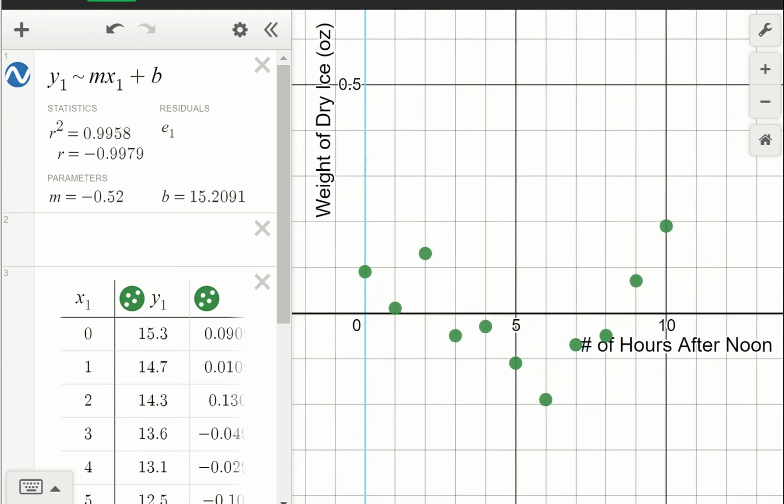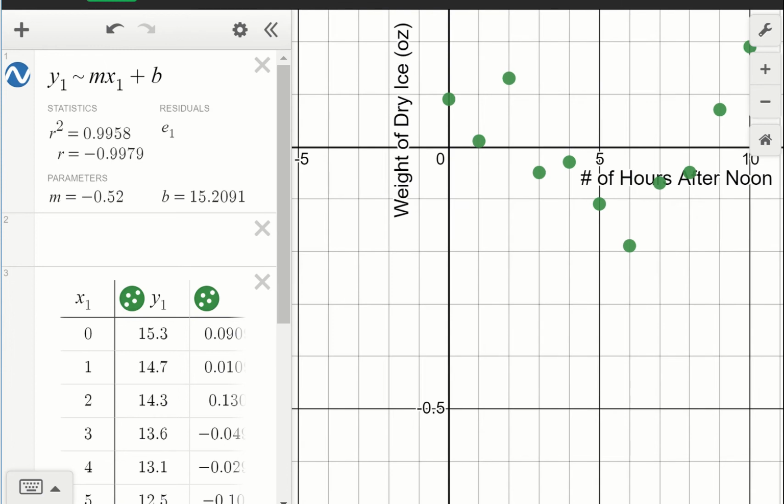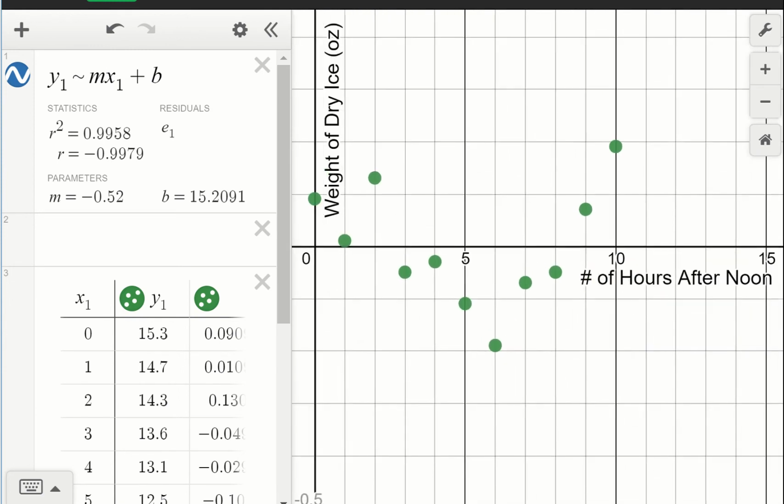You can see there's a very clear pattern in the residual plot where I start high. The residuals are all above 0. Then somewhere around hour 1, 2, 3 past noon, the residuals become negative, and they stay negative until around 8 hours after noon, and then they become positive again. So when we see a pattern like that in a residual plot, high, low, high, that's a good indication that a linear model is probably not the best model for our data. There's something perhaps going on.